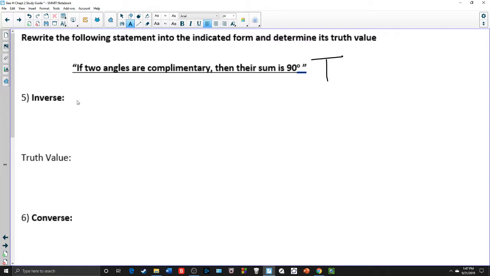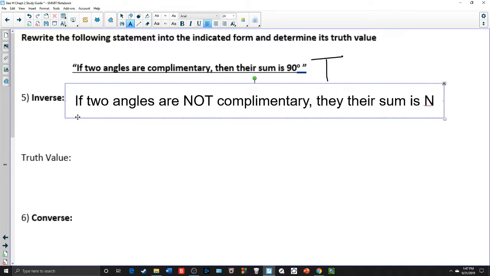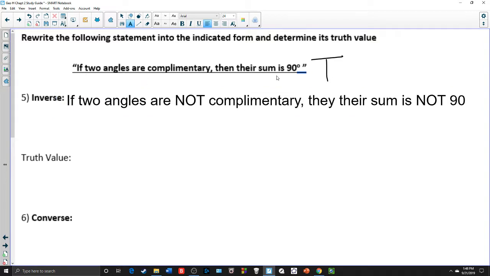Now the inverse is the "not" version of this. So think inverse is "not." So it's not the flipped, that's the converse. The inverse is the not version of it. It's the negation of it. So inverse and negation kind of go hand in hand here. So instead of saying if two angles are complementary, we're going to say if two angles are not complementary, then their sum is not 90. So again, inverse is the not version of it. So all we do is take the same exact sentence and slip in some nots in there, and then we're done. Now, let's talk about the truth value.